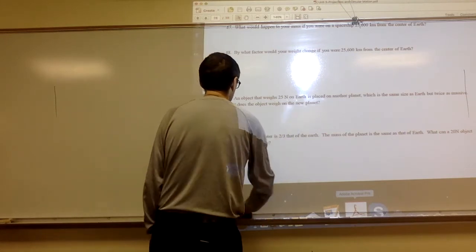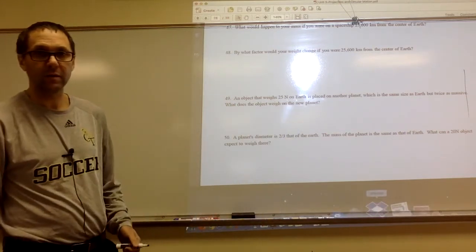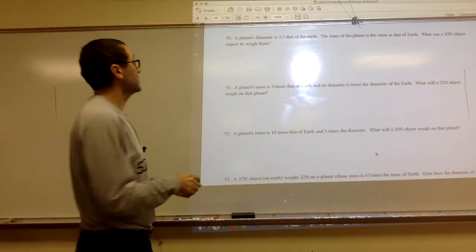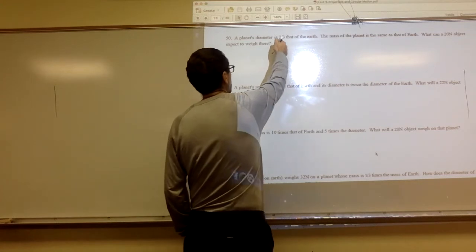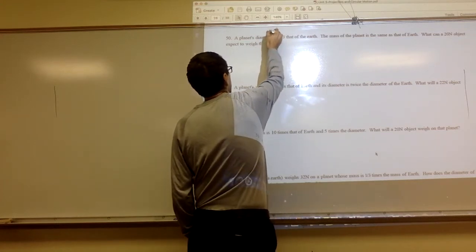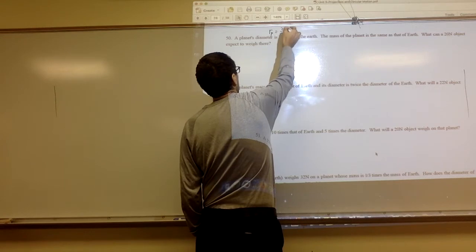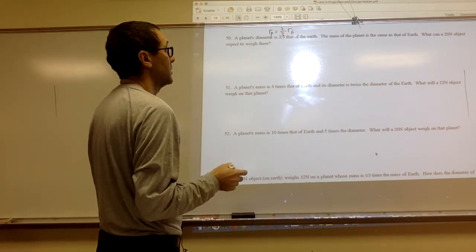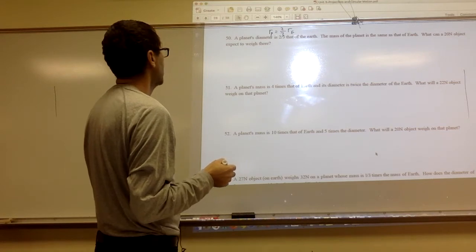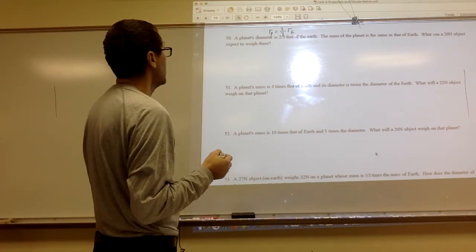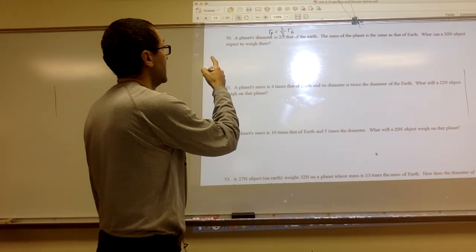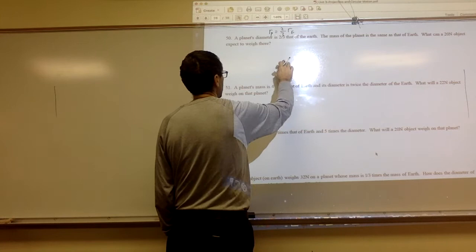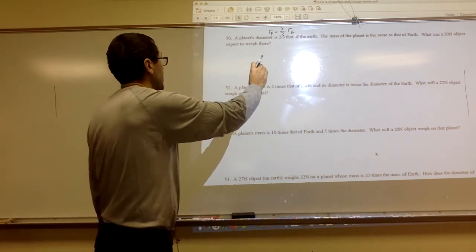Okay, we're looking at number 50. A planet's diameter is 2/3 that of Earth, which means the radius of this planet is also 2/3 the radius of Earth. The mass of the planet is the same as that of Earth. What can a 20 newton object expect to weigh there on this planet? Now, I know that, let me see, maybe we can do this the quickest way possible.